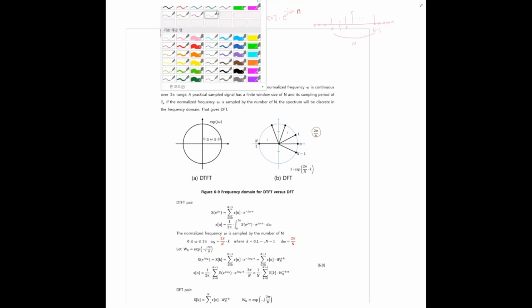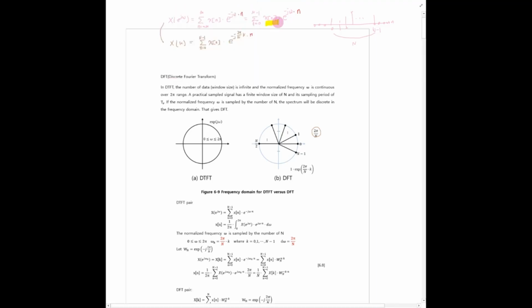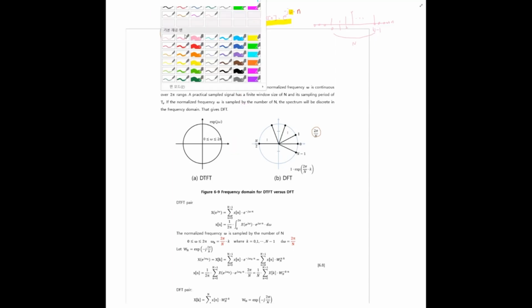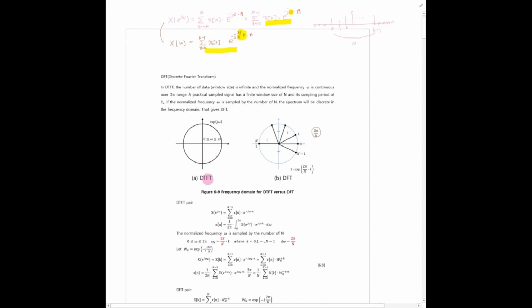Now compare these two transformations. The only difference is this: this one is omega, but here it is 2 pi k over N. How are we going to interpret that? In the DTFT case, we use omega as a continuous variable from 0 to 2 pi. Sometimes we take minus pi to pi, which is the same because it is periodic. So here I assume 0 to pi and around to 2 pi, a continuous variable between 0 and 2 pi.